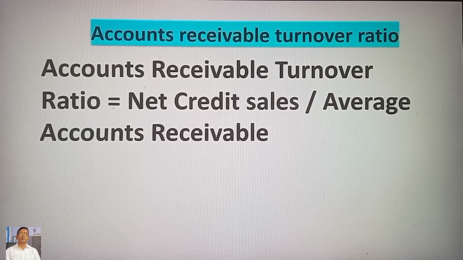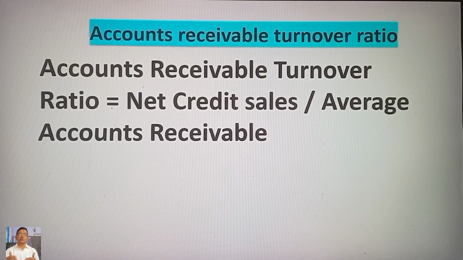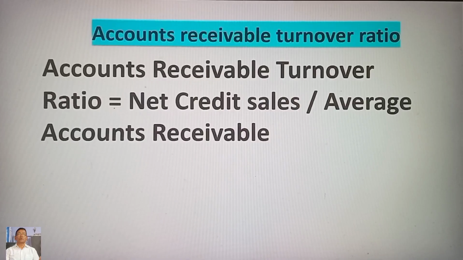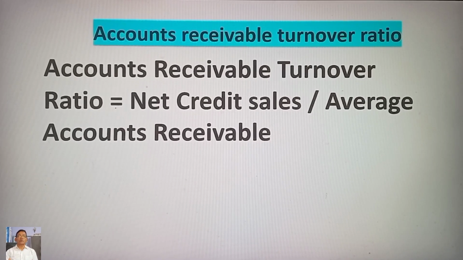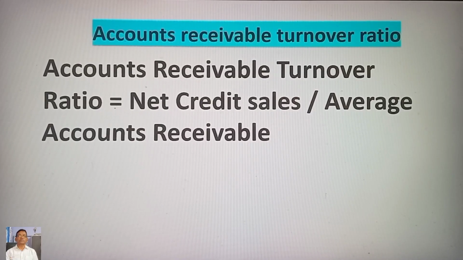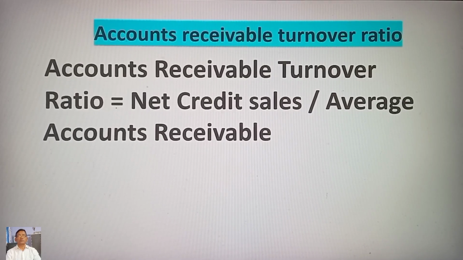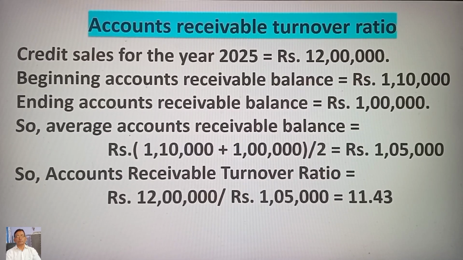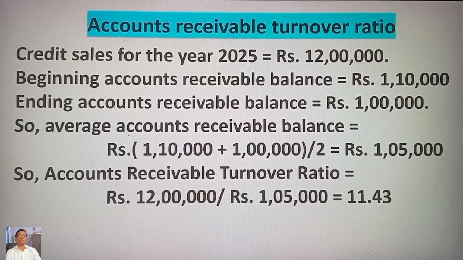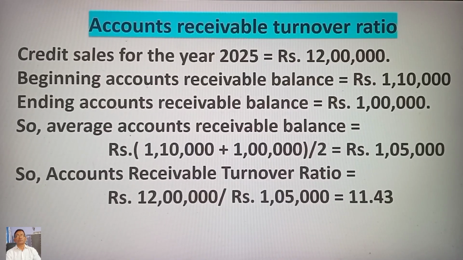Accounts receivable turnover ratio is equal to net credit sales divided by average accounts receivable. A high accounts receivable turnover ratio indicates that a company is efficient in collecting payments and has good credit policies in place. As for example, suppose a company's credit sales for the year 2025 was rupees 12 lakh.